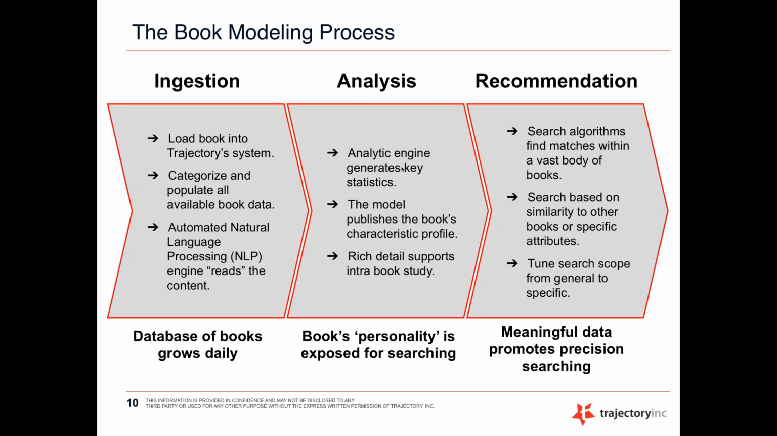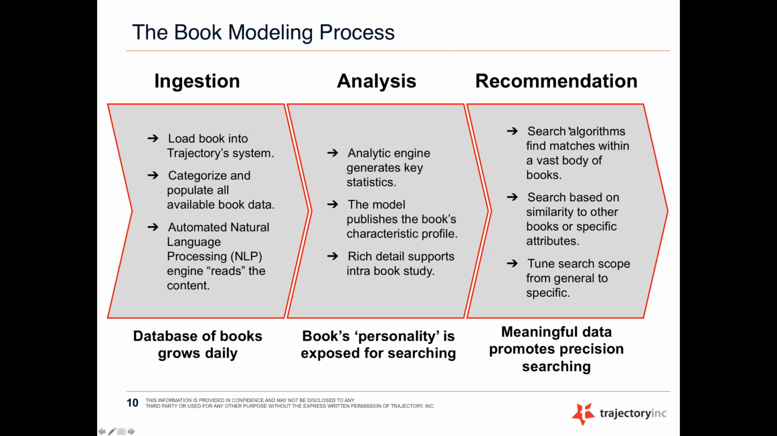We ingest the book into our system. We're categorizing and populating with all available book data. We're running an analytics engine to generate key statistics from that particular book. And the model then is publishing sort of a characteristic profile or a DNA, if you will, of that book.